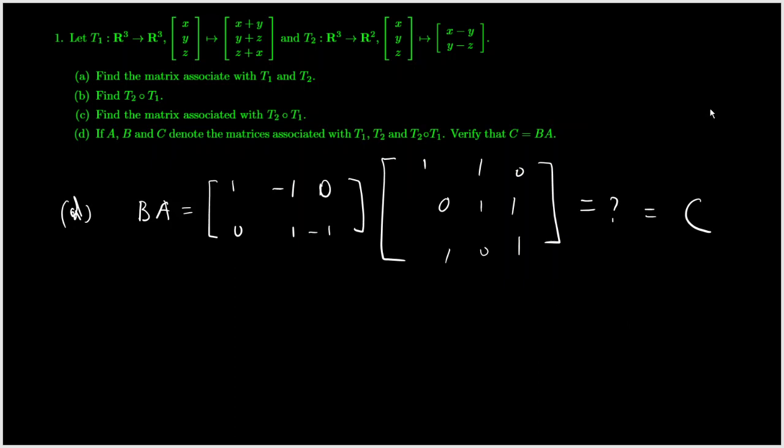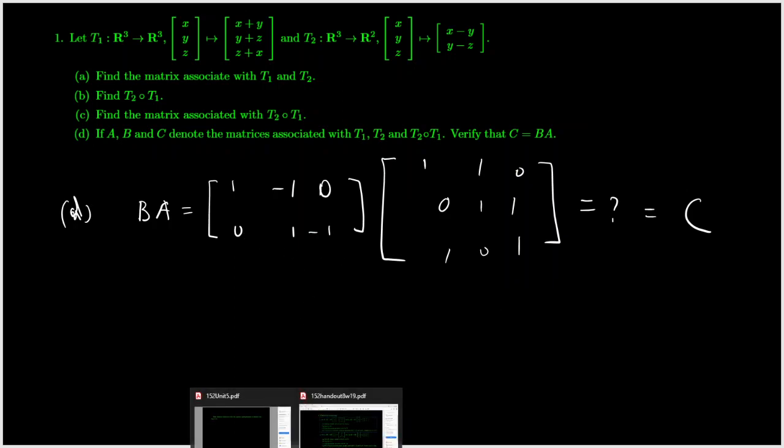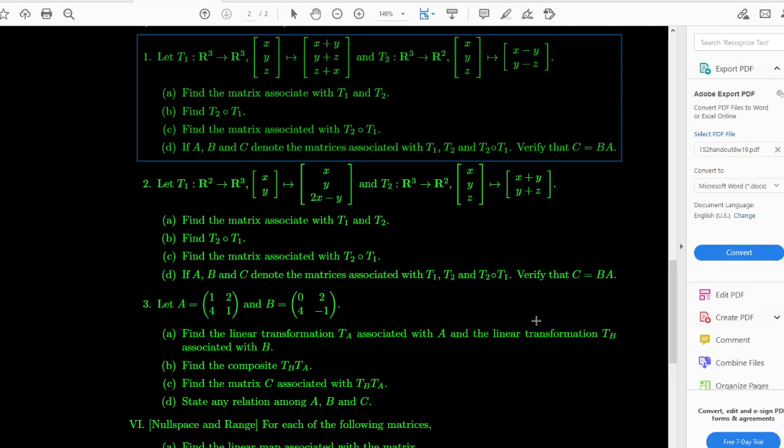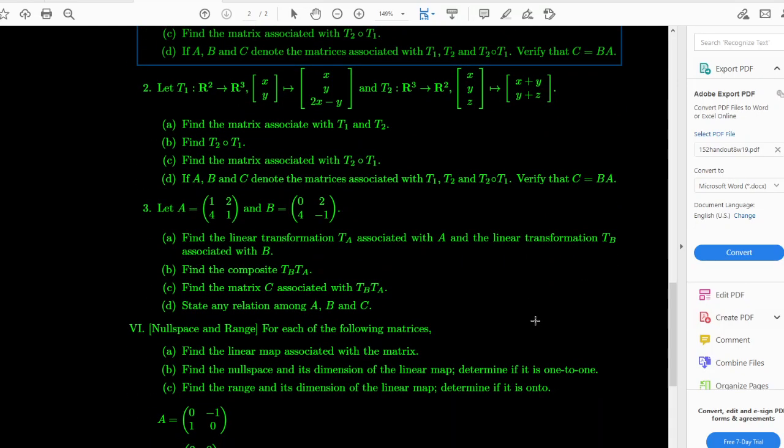Simple. So questions? From that, you can also see the composite is actually a linear map if T1 and T2 are linear. So we're done with question 1. If you don't have any questions, question 2 should be simple. And we'll work on question 3.